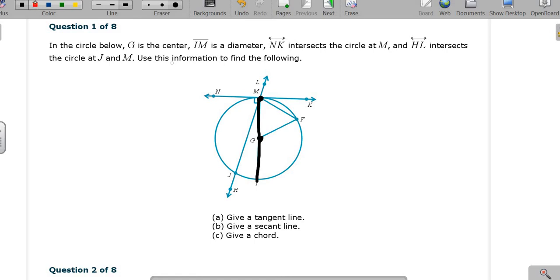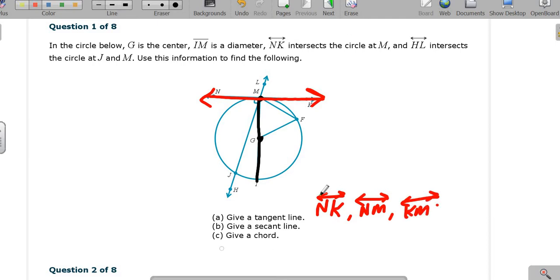So find a tangent line. The tangent line would be this line right here, and it's a line. So that would be NK, the line. NM with the line would also work, and even KM with the line. So any one of those three, but the trick is it's a line, not a segment.